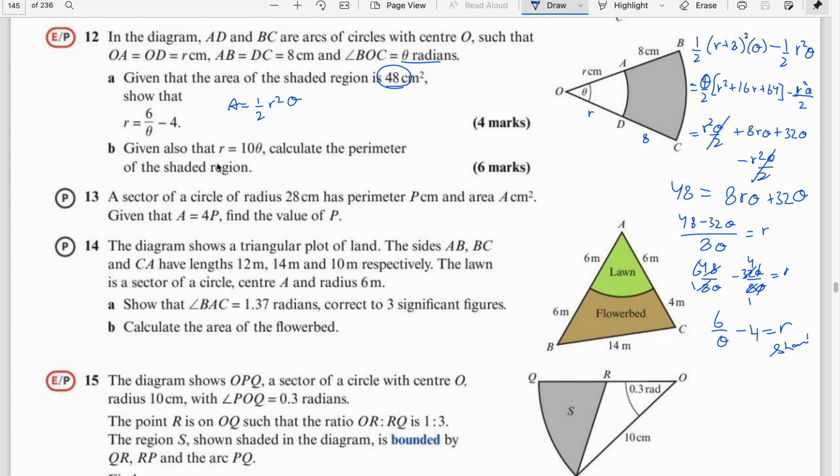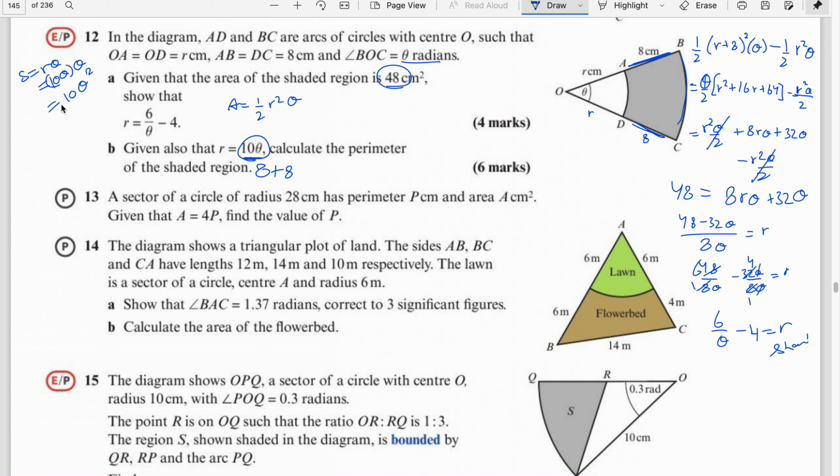Part B says, given also that r is equal to 10 theta, calculate the perimeter of the shaded region. So for the perimeter we need 4 sides. This is 1, this is 2, 8 plus 8 is already there. Now for AD, s equals r theta, where r is given as 10 theta. So 10 theta times theta is 10 theta squared.